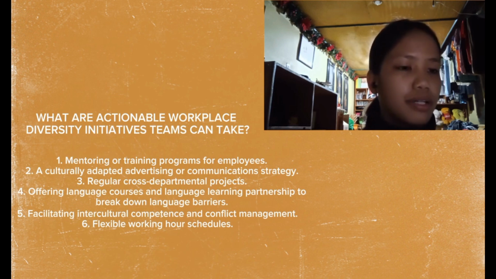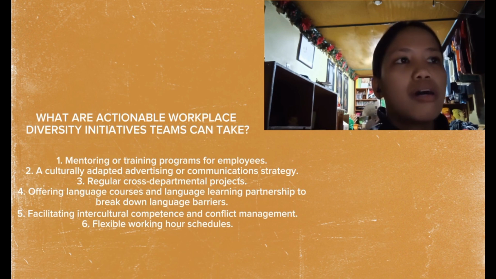And number 5, offering language courses and language learning partnerships to break down language barriers. Yes, we need language training to help create a bridge between individuals that speak different languages, allowing them to find a common ground and work in a more positive environment. And it also improves camaraderie with employees. Often it leads to higher levels of motivation to work.